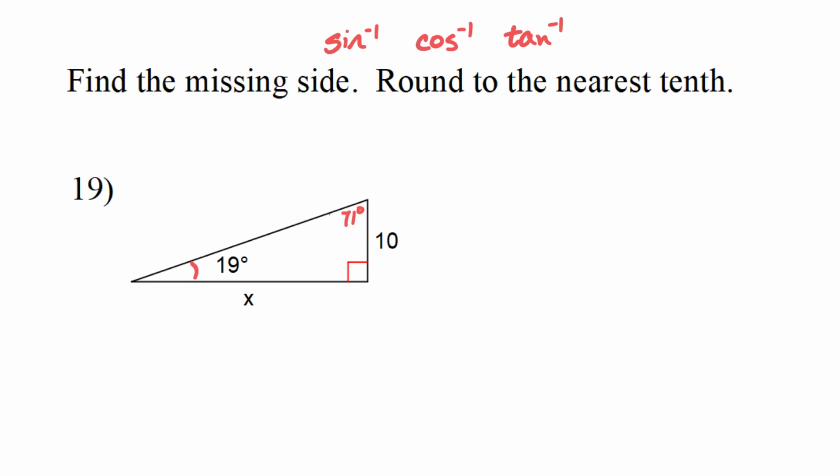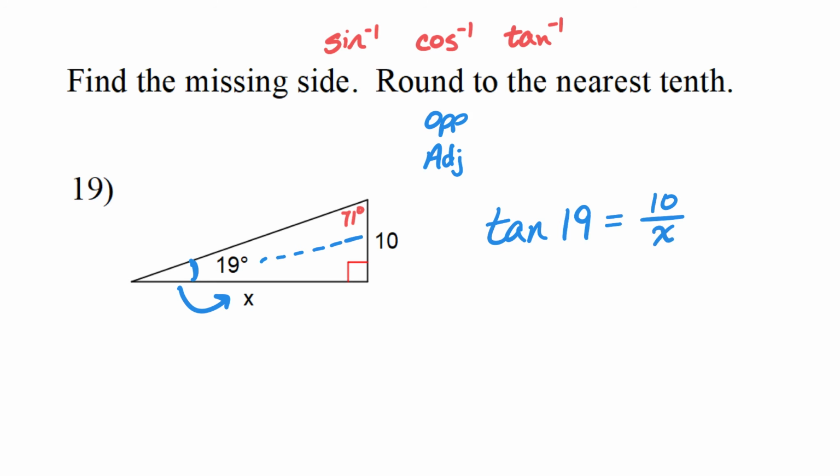In this one, we have to choose a trig ratio, but our trig ratio is basically chosen for us because we only have two pieces of information. We have the opposite side, and we have the adjacent side. Like I said, this has been chosen for me because there's only one trig ratio that deals with opposite and adjacent, and that is tangent. So we're going to go tangent from a 19-degree angle. So it's tan 19 equals the opposite side, which is 10, over the adjacent side, which is x.